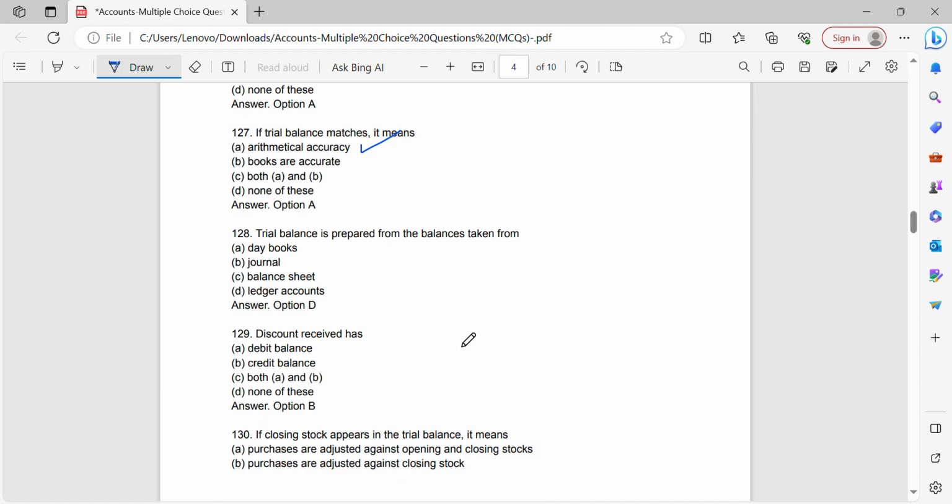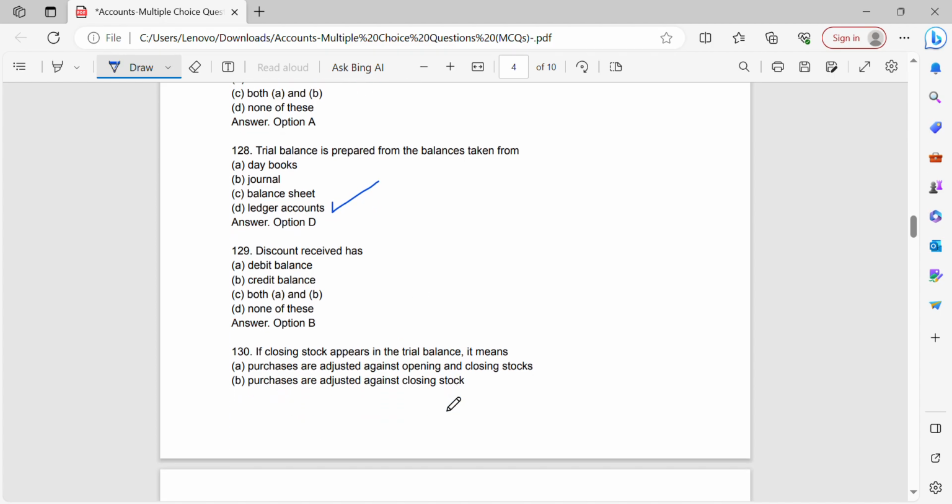The next question is trial balance is prepared from the balances taken from option A day books, option B journal, option C balance sheet, option D ledger account. The answer to the question is option D, ledger account. Discount received has A debit balance, B credit balance, C both A and B, D none of these. Answer to the question is option B, credit balance.